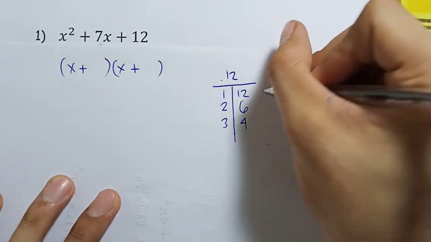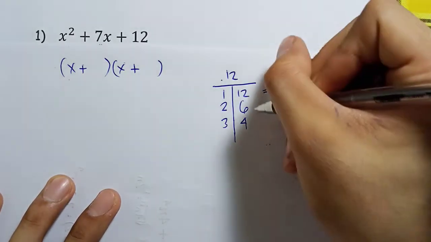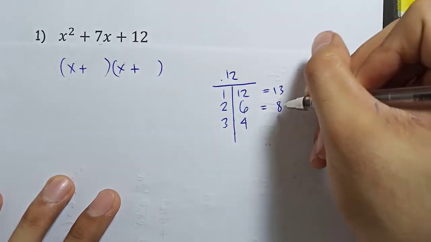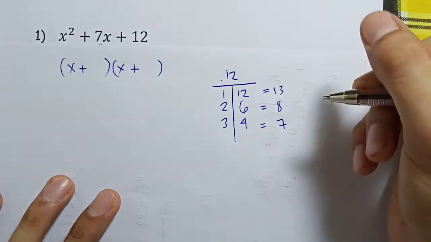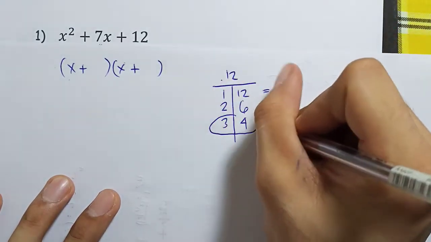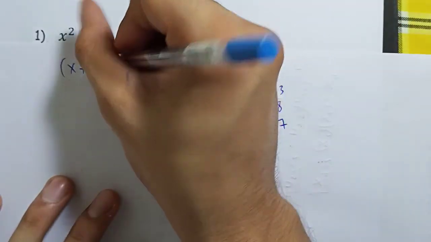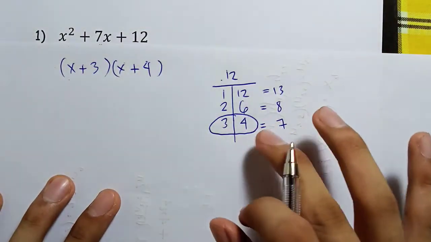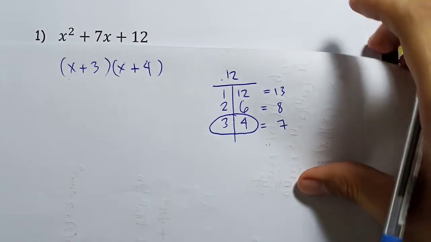1 plus 12, 13. Hindi siya yung sagot. 2 plus 6, 8. Hindi siya yung sagot. 3 plus 4, 7. Ito yun. So, 3, 4. Ayun yung factor. Ito lang yung ginawa natin. Next, sagutan natin yung last.